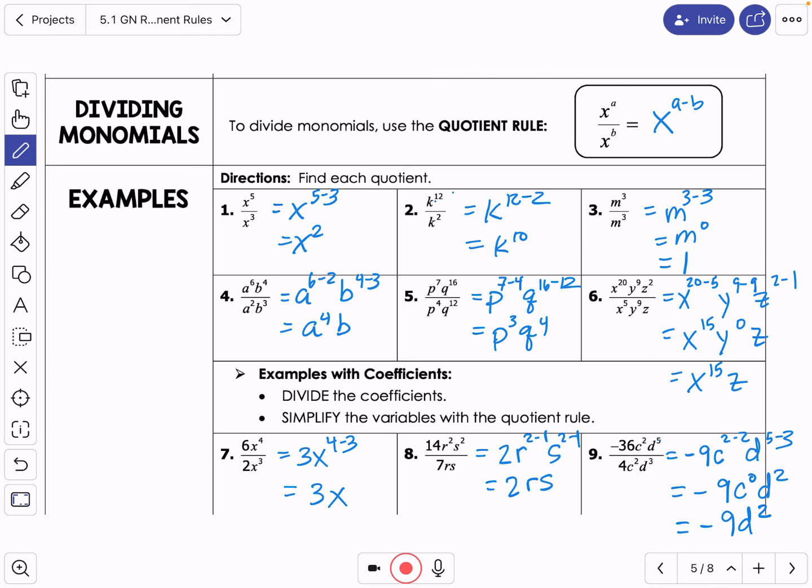So in other words, to begin with, you want to write the steps out. But as you get confident with this, you can write less. All right, that was dividing.